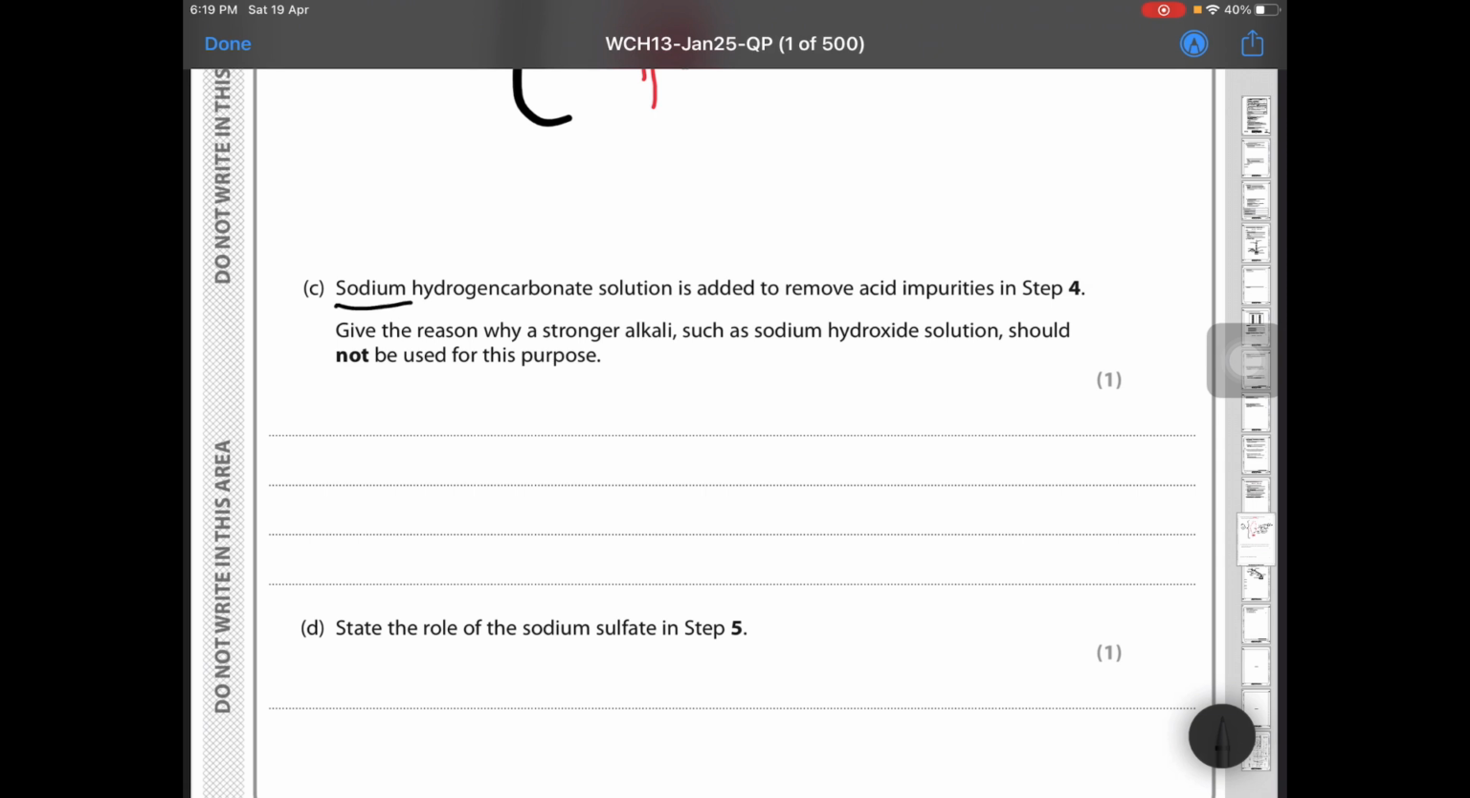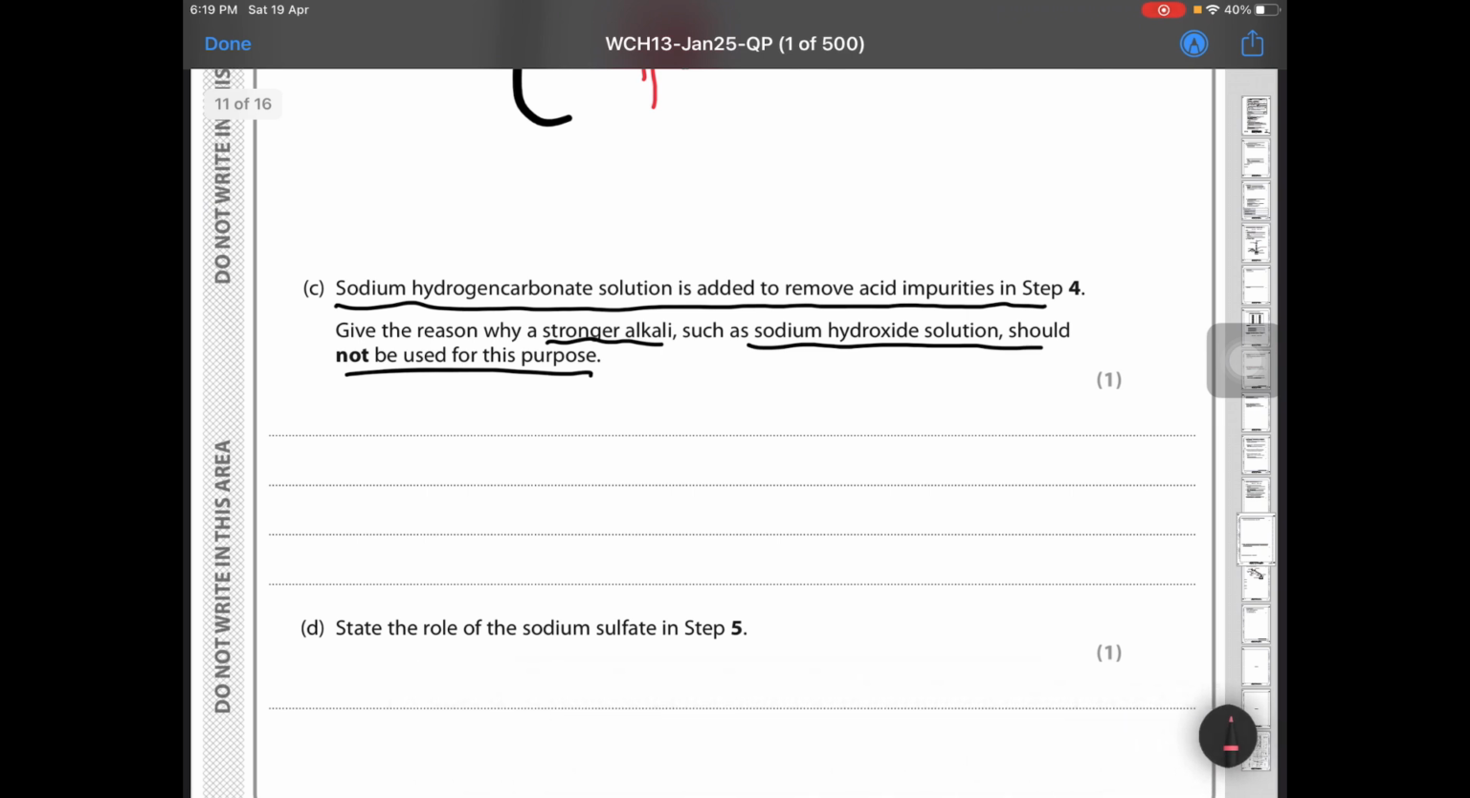Sodium hydrogen carbonate solution is added to remove acidic impurities. Give the reason why a stronger alkali such as sodium hydroxide solution should not be used for this purpose. If you are going to use the strong alkali, there will be a reaction happening, and it will react with your organic layer, and you will not get your desired product. It can reform the alcohol back, meaning your product, the halogenoalkane, may go back to alcohol.